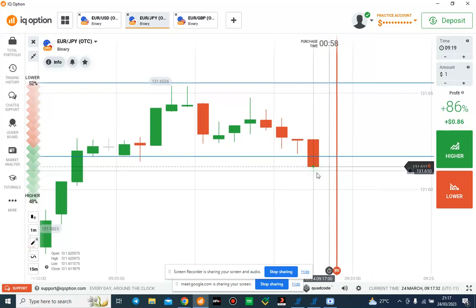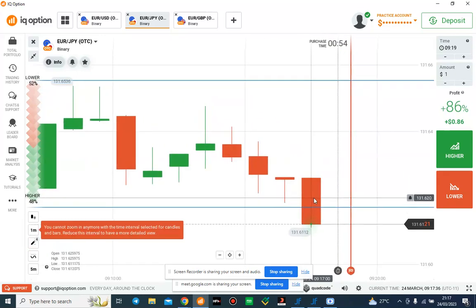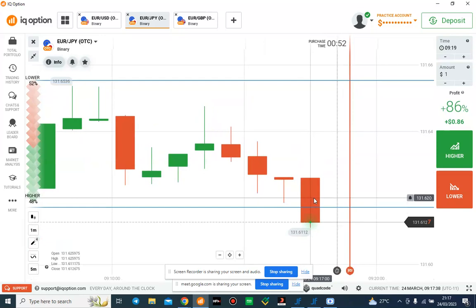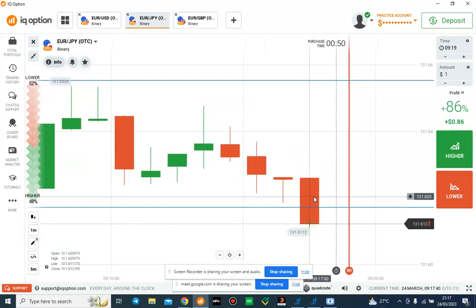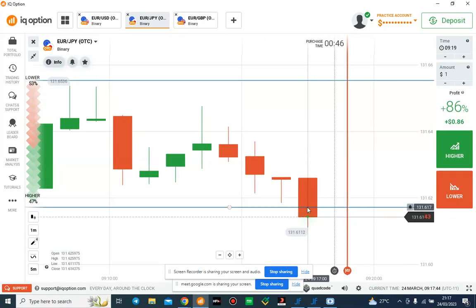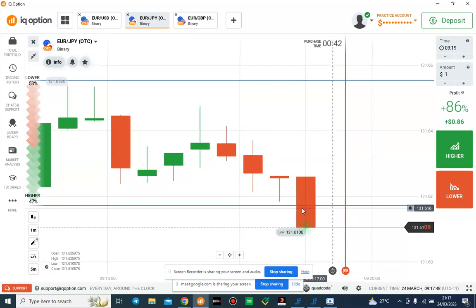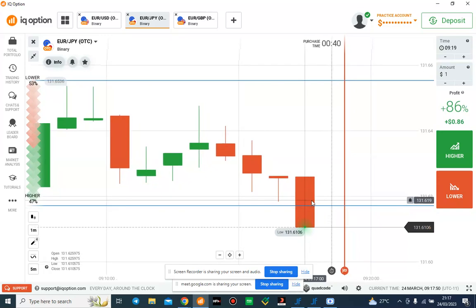Okay, now we have a breakout. You can see there's a breakout. We don't know if this is real or false. So let's wait and see. The candle rejects and closes above the line. That is a false breakout.